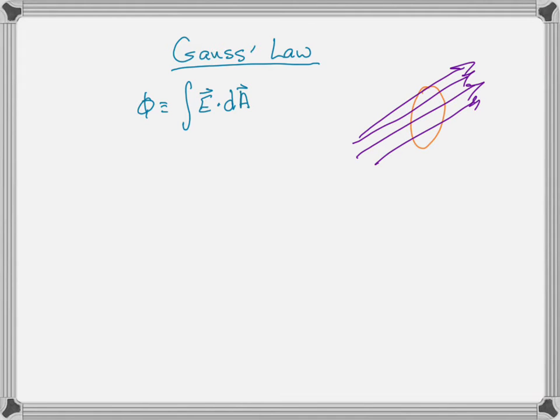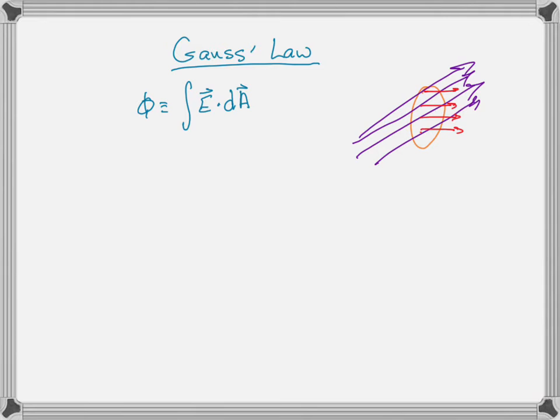The flux through the hoop, we would have to take the components of that field. I'm just going to draw the components in red. The components of that field that are perpendicular to the area, perpendicular to the hoop, and multiply that component of the electric field times the area of the loop. That's flux.